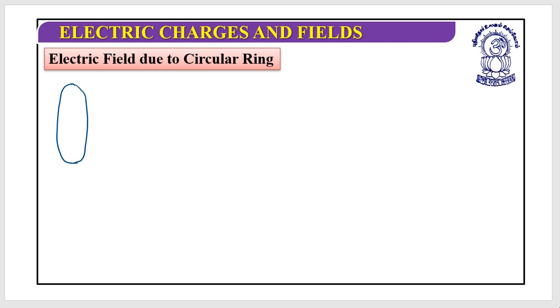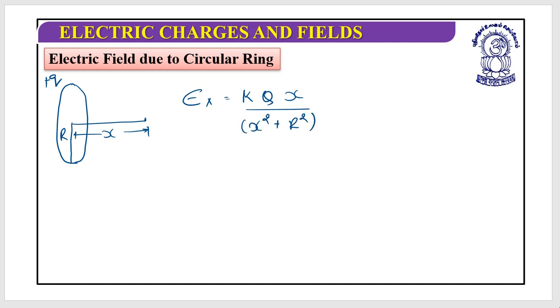Let's say this is the ring which is given a charge q, and this is the radius r, and this is the distance x. This is all that they have provided, and I know that the electric field is equal to k q x divided by x square plus r square to the power 3 by 2.